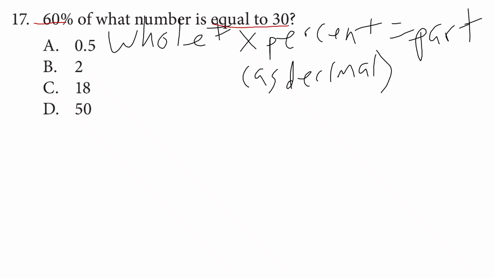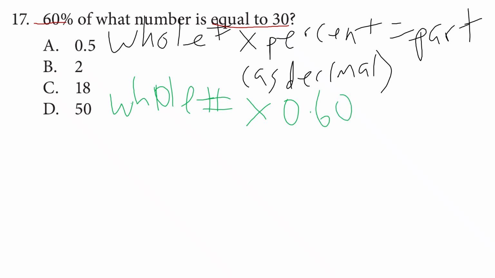We don't have the whole number. We have a percent. So we could write whole number times the percent as a decimal. So it would be 0.60. And we can actually just drop that first 0. So it would be 0.60 equals 30. And the reason we noted that's equal to 30 is because it says it in the problem, 60% of what number is equal to 30.